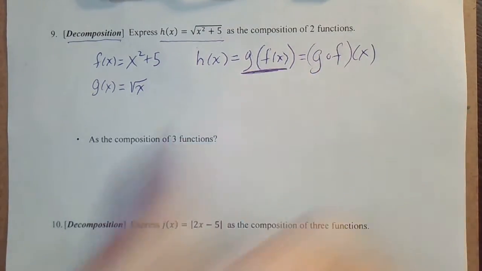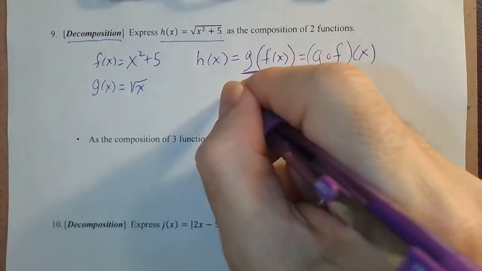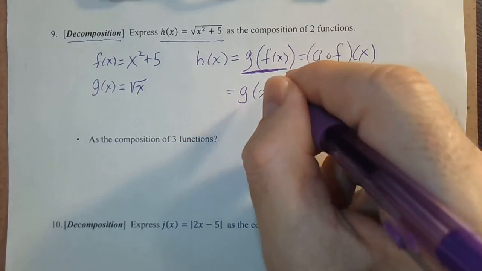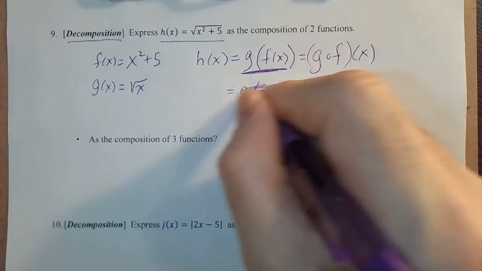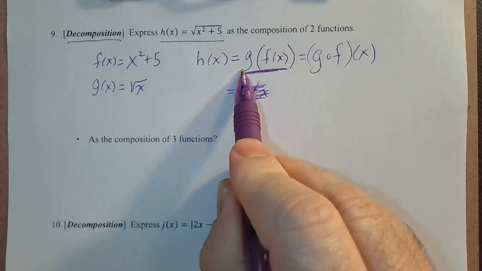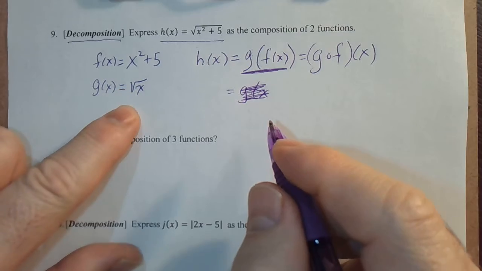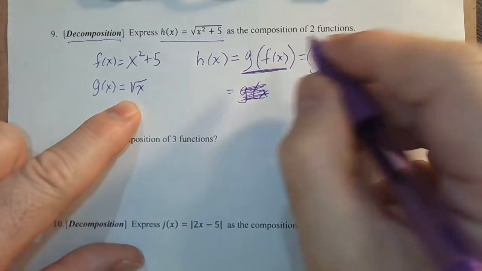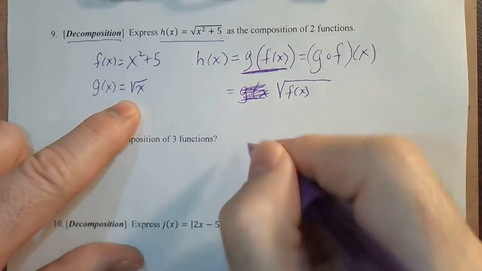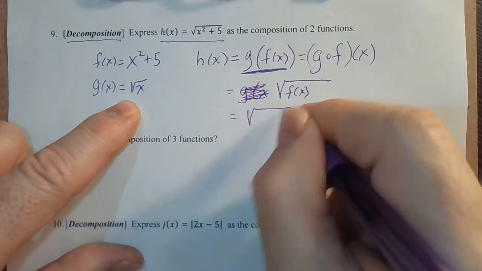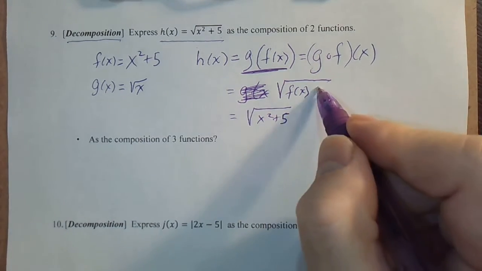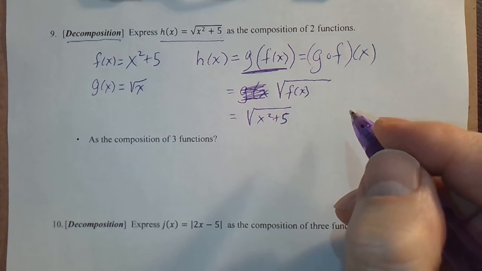But I prefer this form. So that's equal to g of, and what is f of x? Let me do it this way. We're plugging f of x into g. So f of x, if we plug it into g, we're just going to get this, which is equal to x squared plus 5. Okay, so we verified that it works correctly.